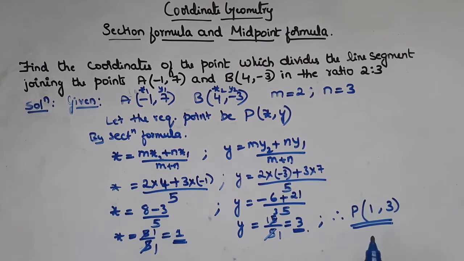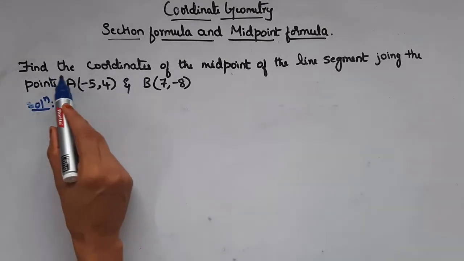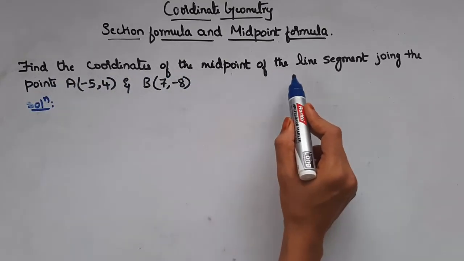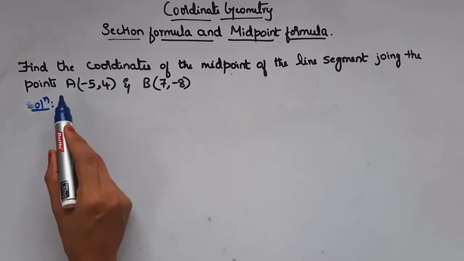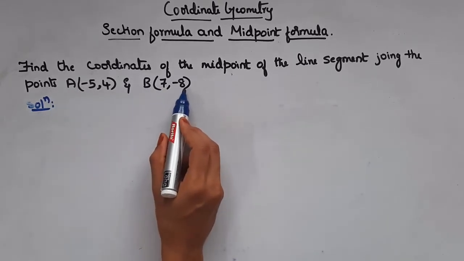Right? Now let's see another problem. Now let's see this problem. Here it says, find the coordinates of the midpoint of the line segment joining the points A of minus 5, 4 and B of 7, minus 8.